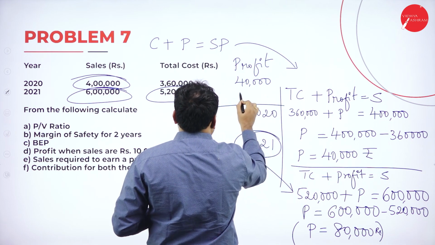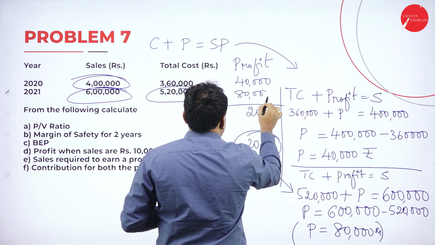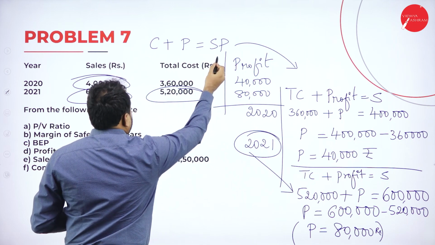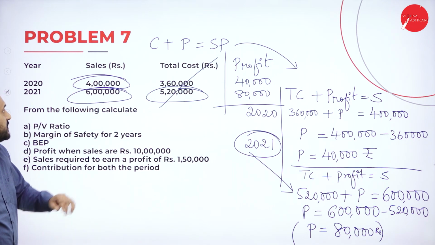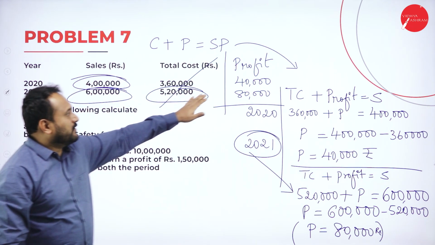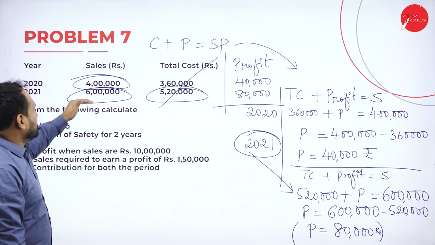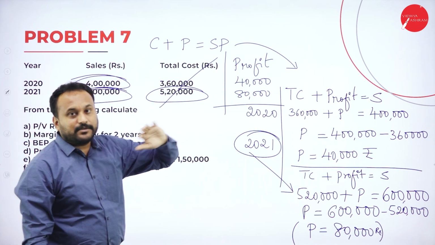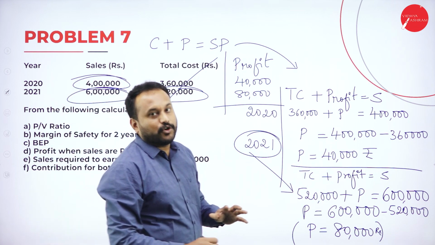And here I have how much? 80,000. So this is what the column. Now I don't need this column. So the question is, sales is 4 lakh, profit is 40,000. Sales is 6 lakh and profit is 80,000. This is how you are supposed to go with.